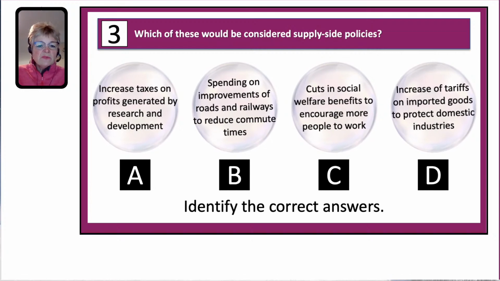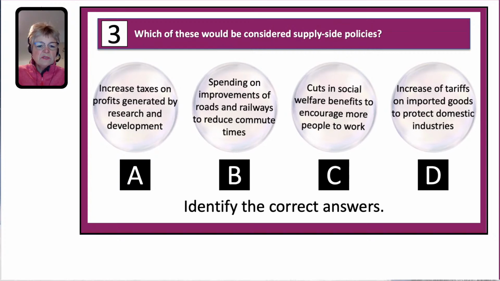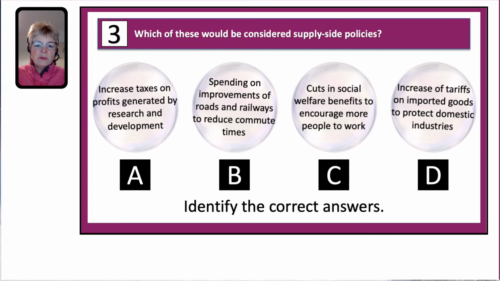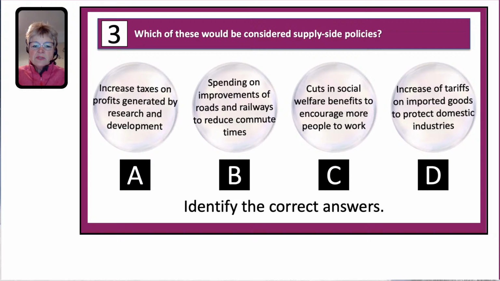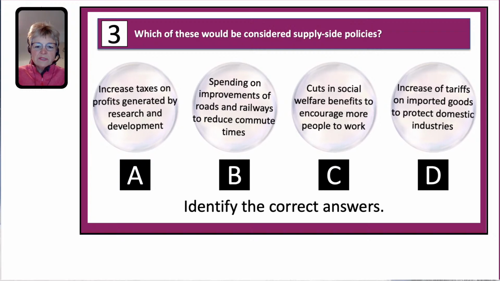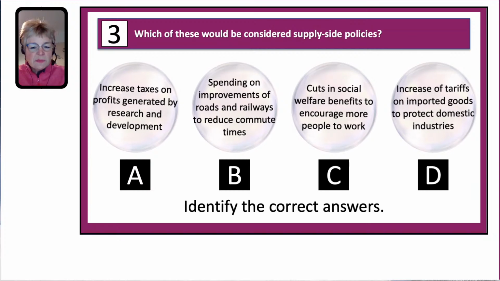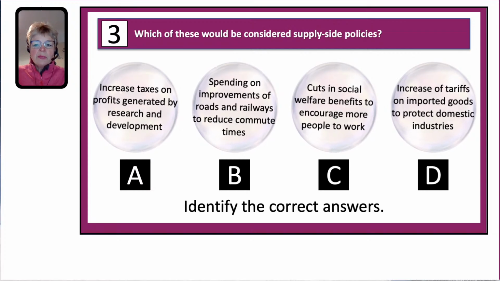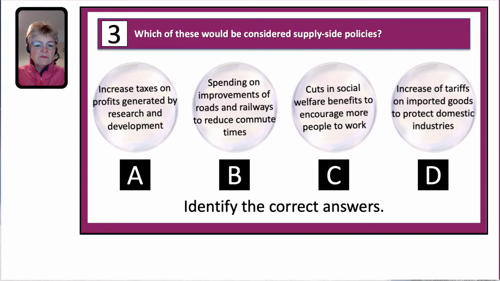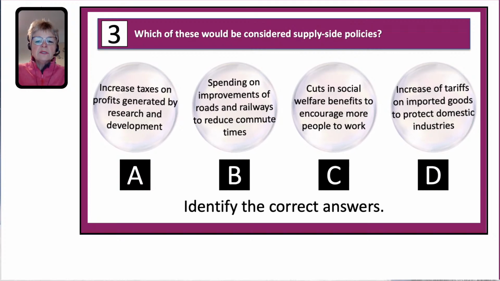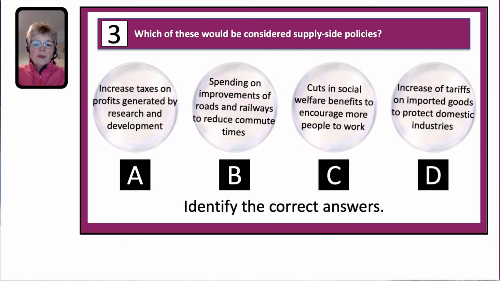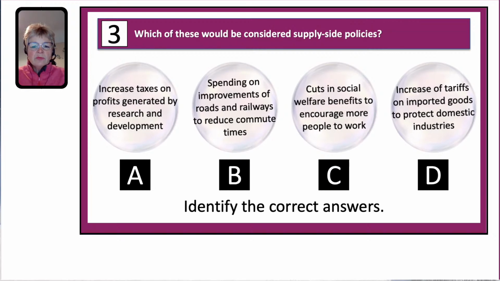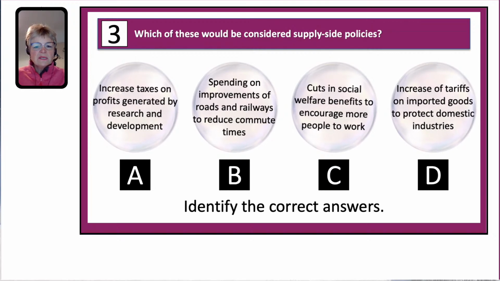Spending on improvements of roads and railways to reduce commute times. That's a banker, isn't it? We know about that one. Cuts in social welfare benefits to encourage more people to work. Now, this is pretty harsh, but it has been tried by governments and it does work. If you cut welfare benefits, then people are poorer if they're out of work, so it encourages them to work more.